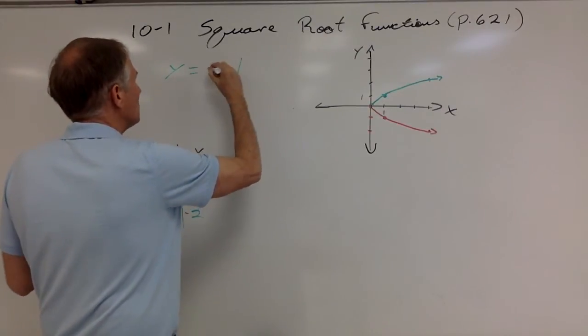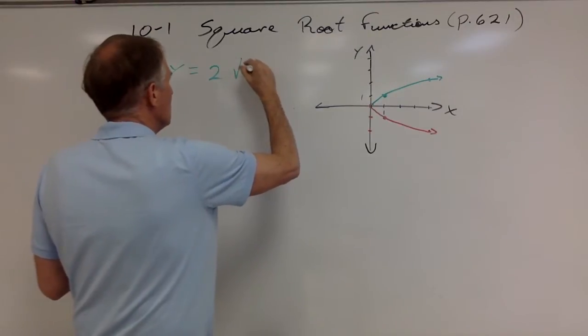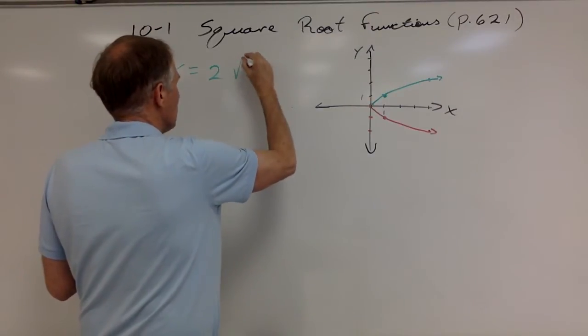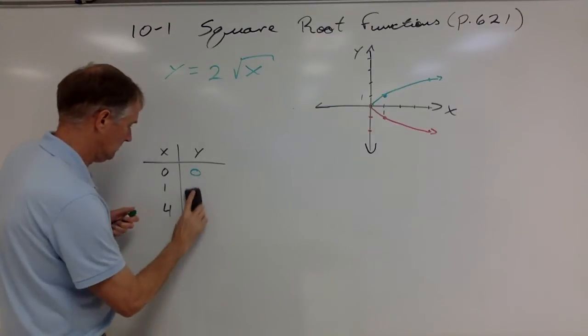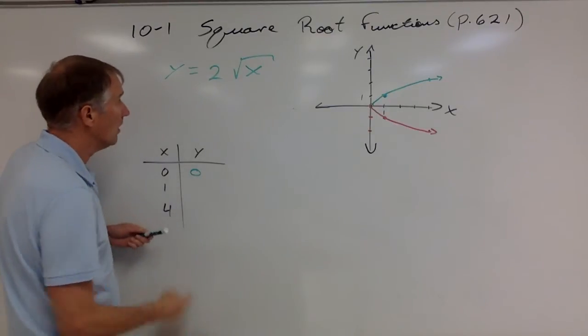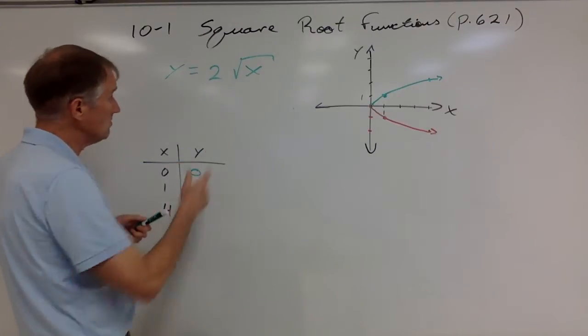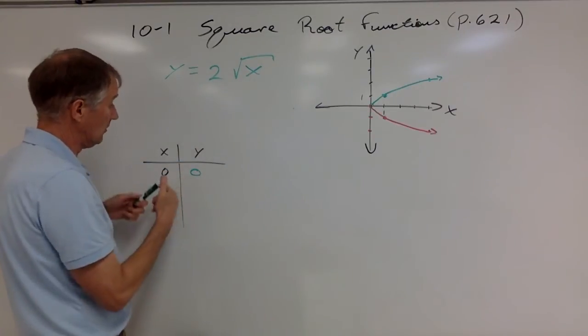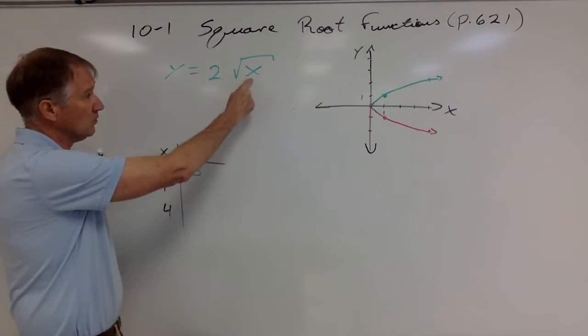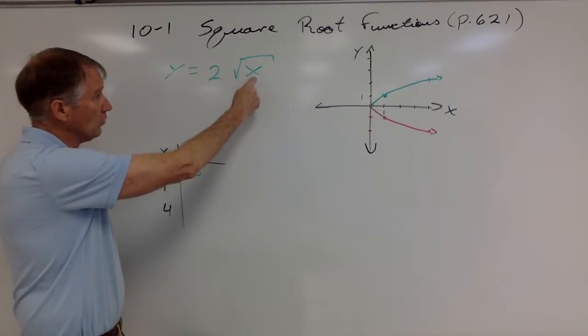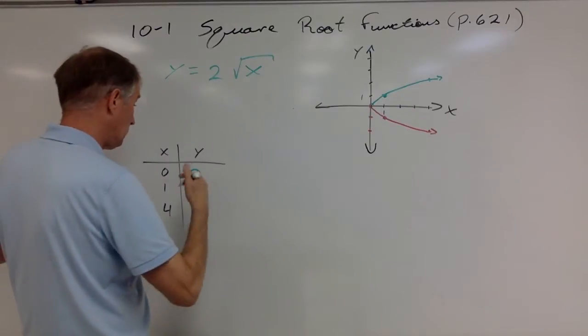Let's do 2 square root of x. What would that do? Well, square root of 0 is 0. 2 times 0 is 0, so that's still 0. Put in x equal to 1. Square root of 1 is 1. Times 2 would be 2.